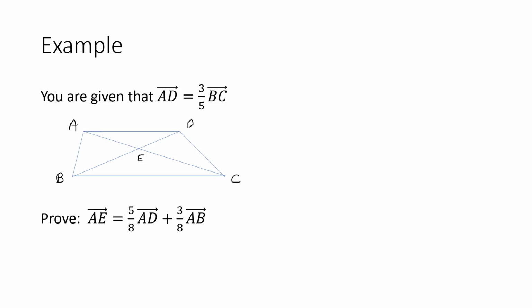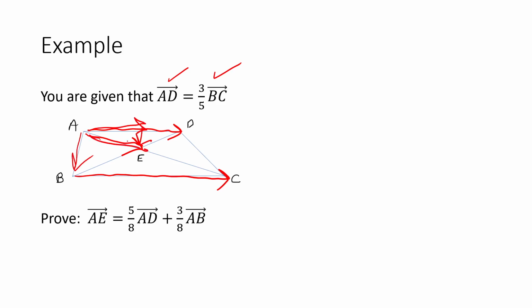And now one more example. We're going to be given that the vector AD is equal to 3/5 of the vector BC. Now, we're saying that it's equal to 3/5 of the magnitude, but we're also saying that they're in the exact same direction. They're parallel. And that's going to become important later. They want us to prove that AE, which is this vector right here, is going to be equal to 5/8 of AD and 3/8 of AB. So if we took 3/8 of that and added it to that, we would ultimately get that.